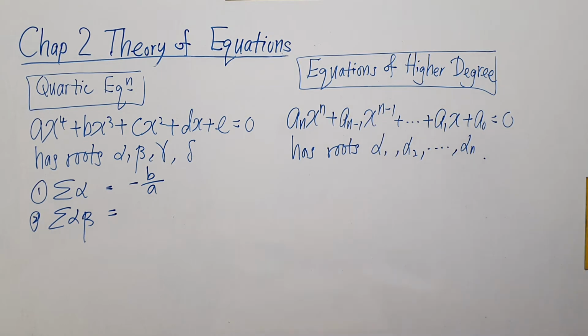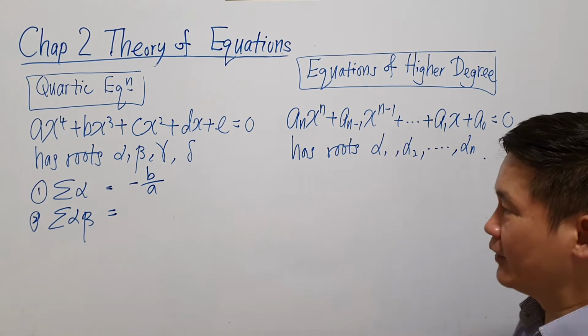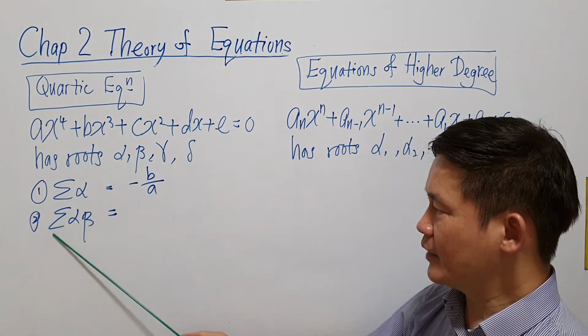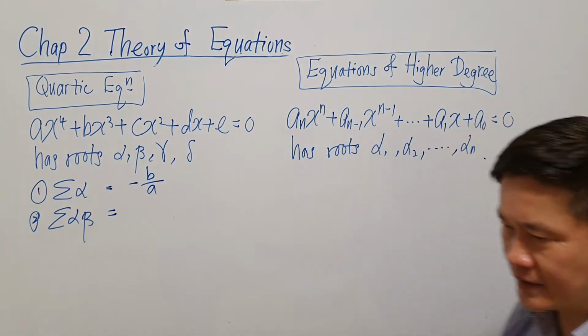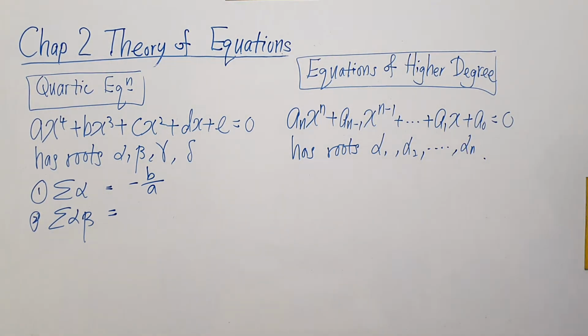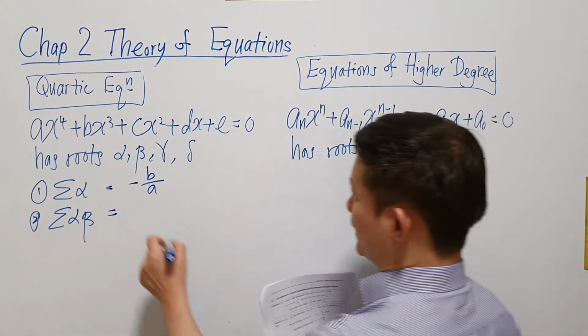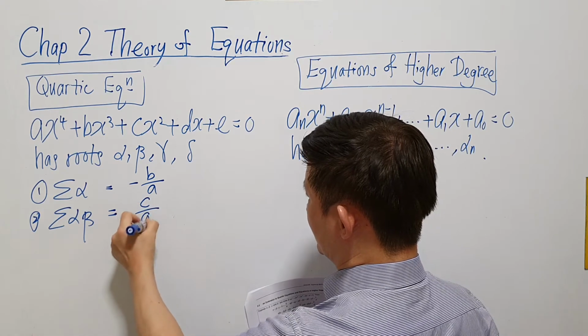You have to be very careful, no? For degree 4, summation alpha beta has how many terms? Summation of alpha beta actually has 6 terms for degree 4. Right? And this is c over a.